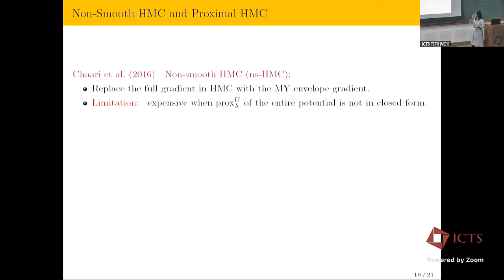I did two different algorithms, but one of them replaces the full gradient in HMC with the Moreau envelope gradient. But then because I'm employing multiple gradients within one step, the gradient calculation is even more expensive, because every step requires many more gradients. And so now you need to ensure that there is an analytical form of the gradient available. If it's not, then it's going to be extremely computationally intensive to implement such an algorithm. And that's exactly what happens.